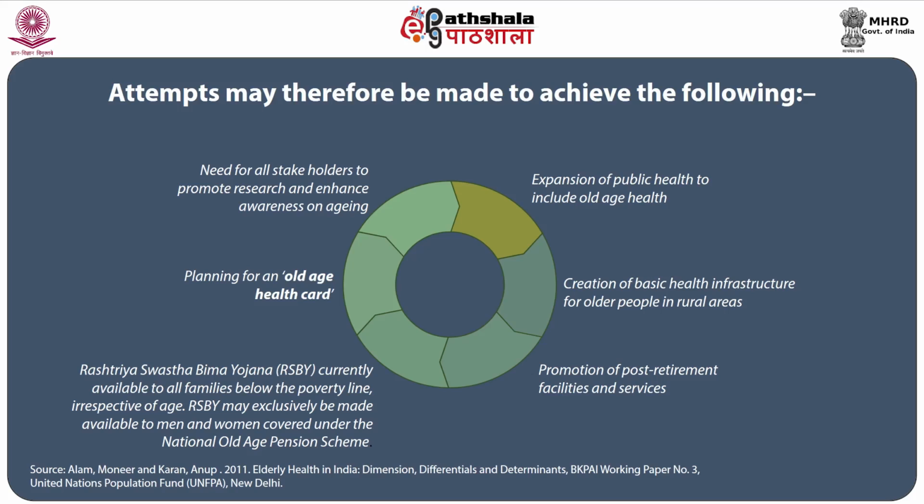It's very important in this context to mention the Rashtriya Swasthya Bima Yojana, RSBY, the scheme which is currently available to all below-poverty-line families, irrespective of their age. RSBY may be made available exclusively to men and women covered under the old age pension schemes. The planning for an old age health card, along the lines of the health card issued under the RSBY, may be made so that the elderly who are in need and fulfill these requirements can greatly benefit from these schemes.